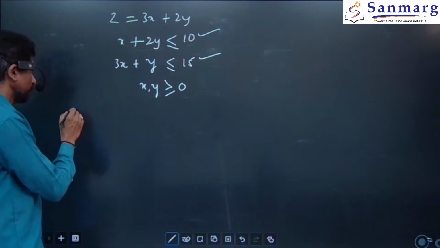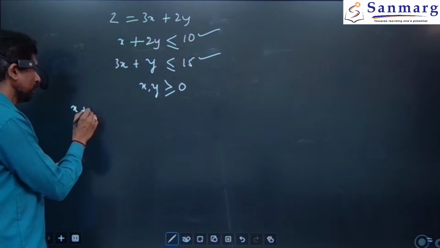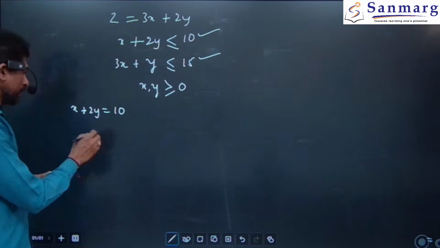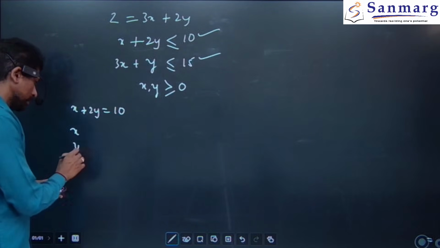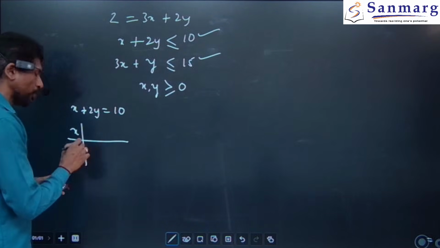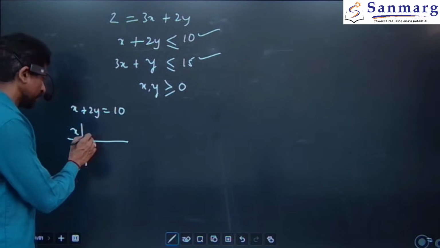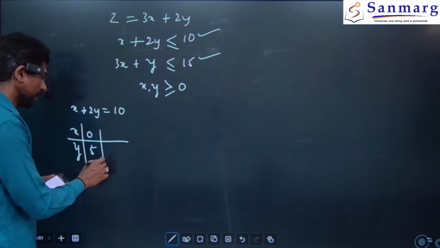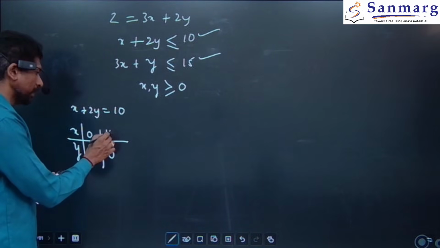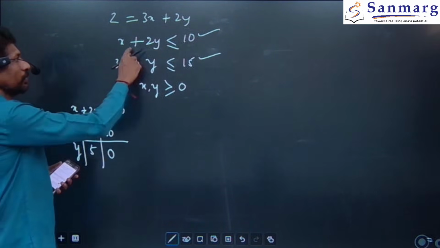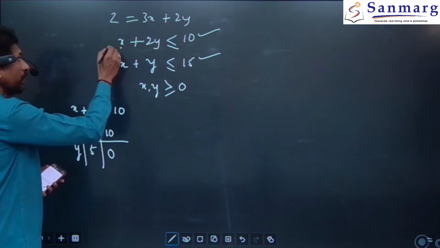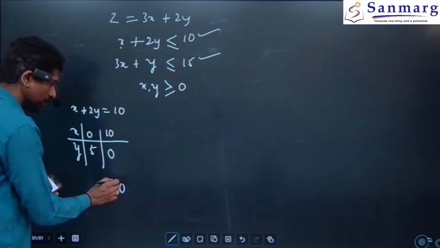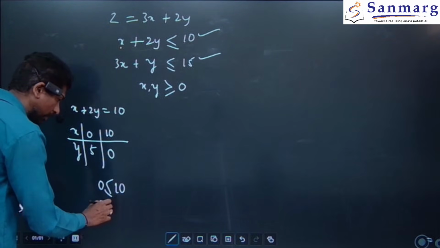So now x plus 2y is equal to 10 you have to consider. By taking 10, find out the points on the axis. Where x is 0, y becomes 5, and where y is 0, x becomes 10. If both x and y are 0, by the first equation, 0 is less than or equal to 10 will come. So automatically the inequality is true now.